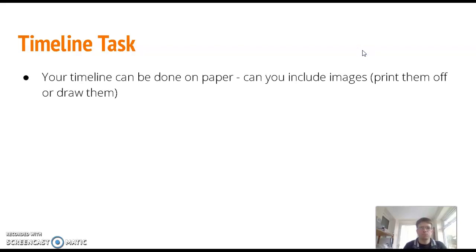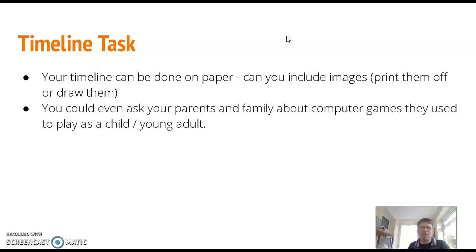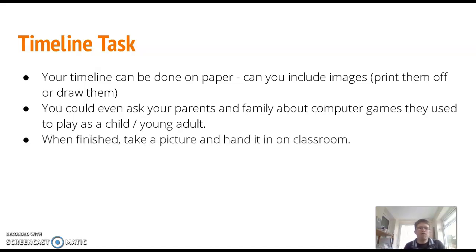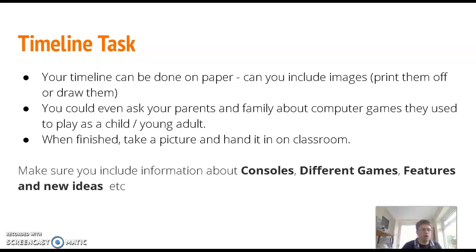Now, you could do it on paper. You get a big sheet of paper and you could do it on paper. You could print off some pictures if you wanted to and stick them on, or you could draw them on. You could ask your parents, your family about computer games they used to play to try and get some sort of family history in there as well. And when you're finished, if you can take a photograph of it, either email it to your teacher or hand it in on Google Classroom so that we can see your work.